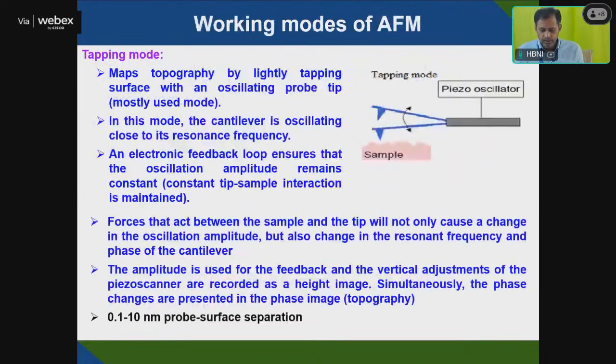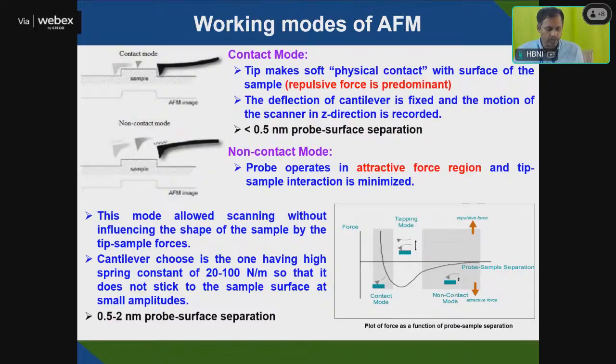So if you see, mostly three types of mode. One is contact mode, where the sample is in direct contact with the tip, and there is a non-contact mode, where there is an attractive region. The sample will not directly contact, but is at a distance of 0.5 to 2 nanometers, so the probe has a slight gap from the sample.